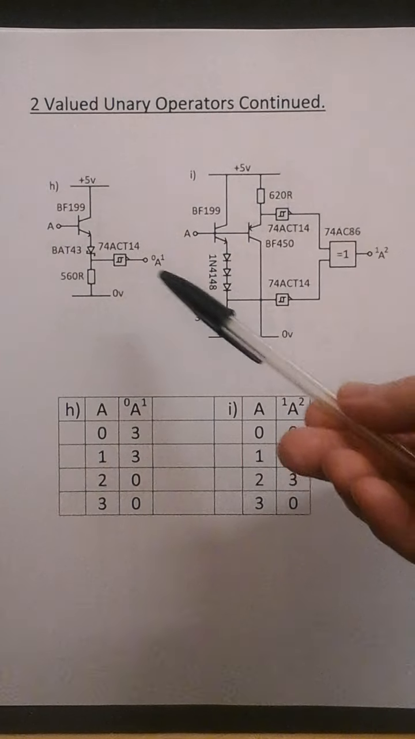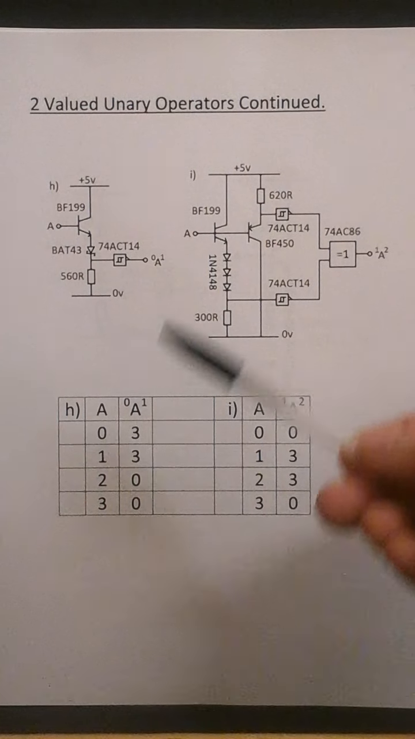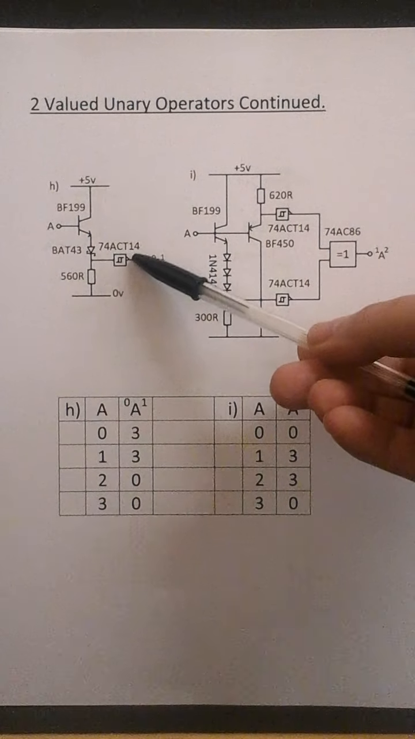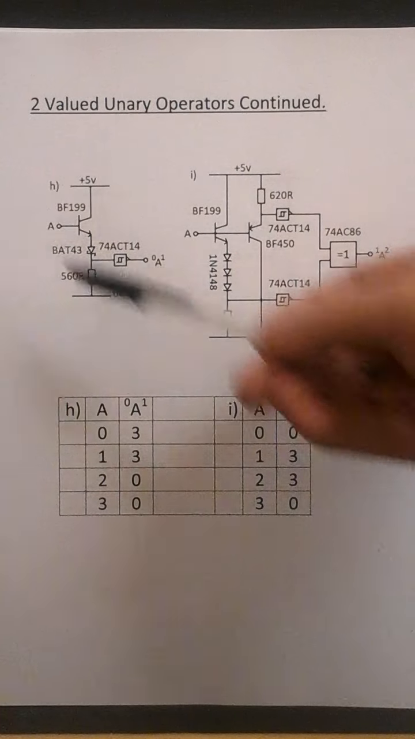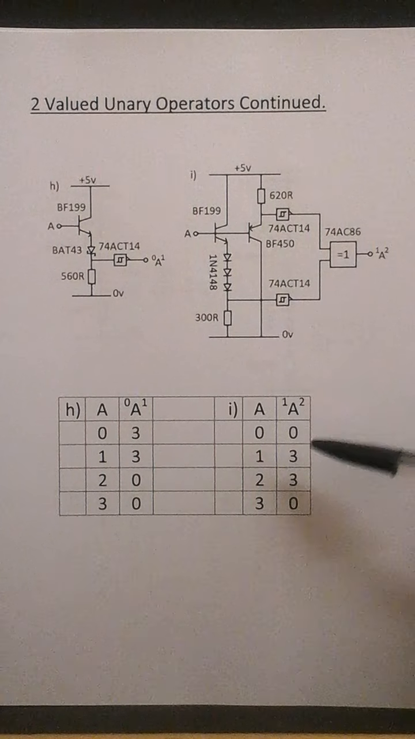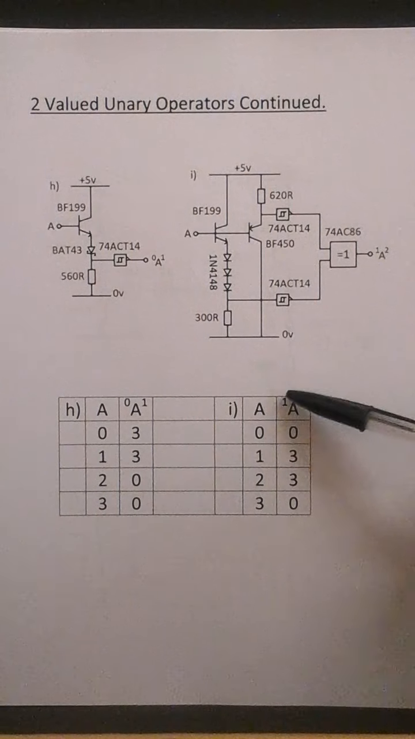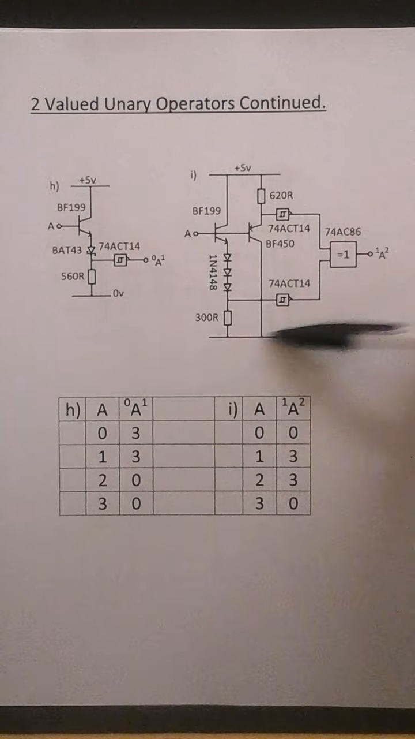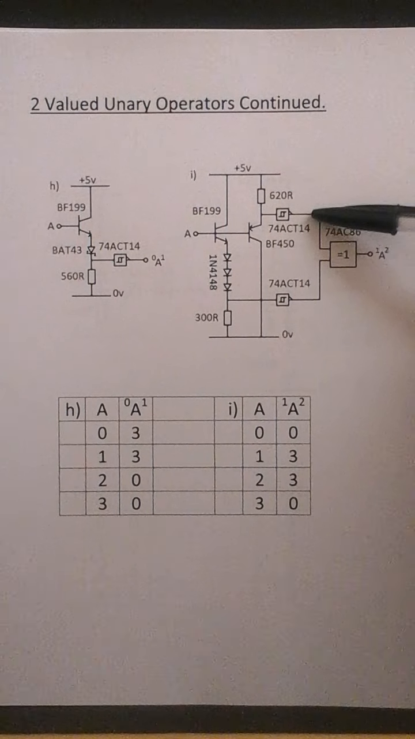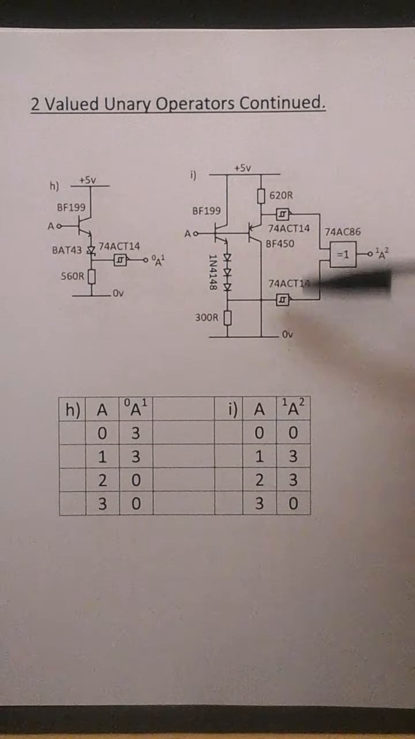So for circuit H, A01 is a 3 when A equals 0 and a 0 otherwise. So this is not A2 here, output. That's not A2. For I, A12 is a 3 when A equals 1 or 2 and a 0 otherwise. So again, this is input not A1 and not A3, and the output is a 1 when they're different and a 0 when they're the same.